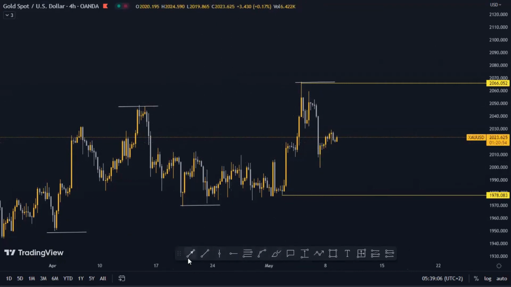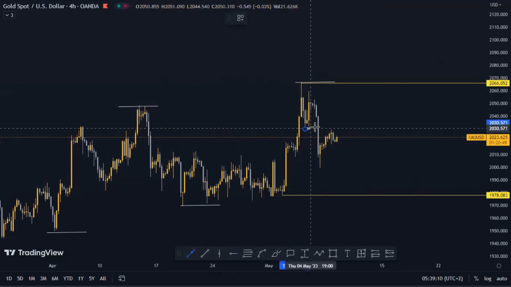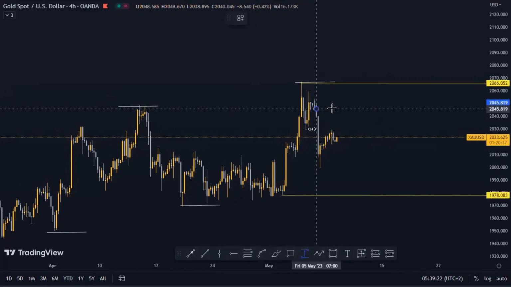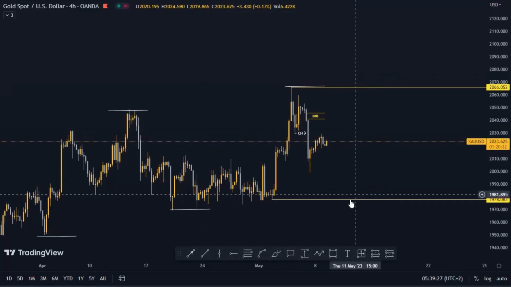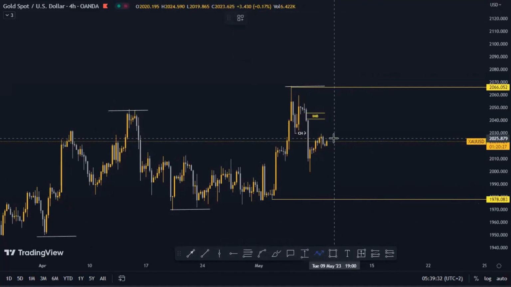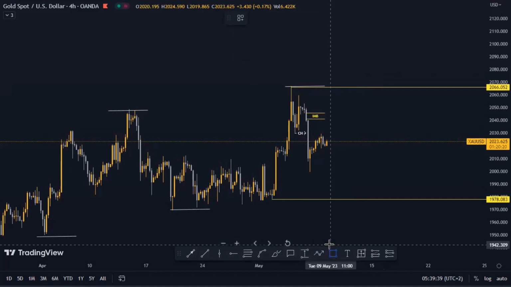So further investigating that, this does look like a change of character right here. If not, it's just a break of structure. But what I'm interested in is the huge imbalance that was left when this market goes all the way down here. So what are we anticipating here? We're anticipating the market to push a bit up and then drop to the downside, like we said, the opposite of the dollar index.